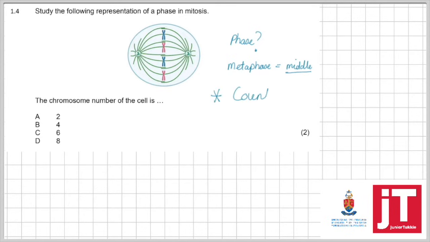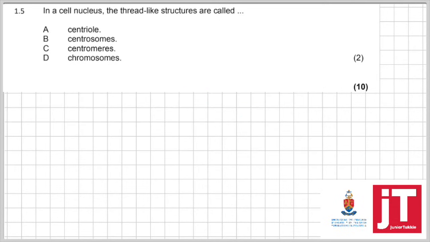When we are counting the number of chromosomes, we are counting the centromeres. Okay, we are counting the centromeres. And if I do that, I get to 4, which makes it option B. Right, last question of the multiple choice questions in the worksheet. In a cell nucleus, the thread-like structures are called, and we have options here: centrioles, centrosomes, centromeres, or chromosomes.